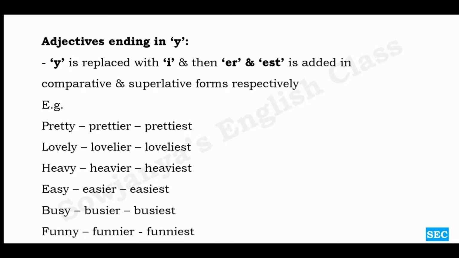If you observe all these adjectives, all of them are ending in Y. Pretty, lovely, heavy, easy, busy, funny, lazy, whatever it is, ending in Y. So what have we done? Y is replaced with I, and then ER is added in comparative and EST is added in superlative. So this Y has become I. Lovely: Y has become I and we added ER in comparative and EST in superlative.